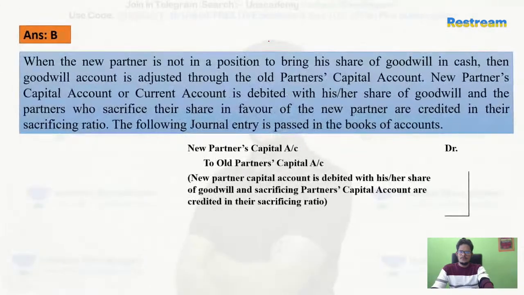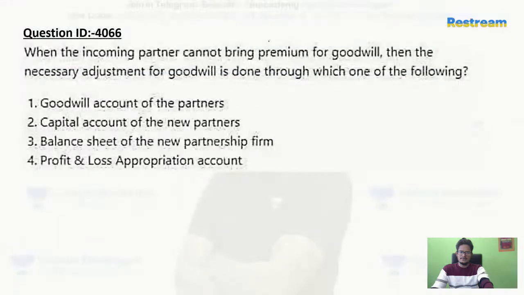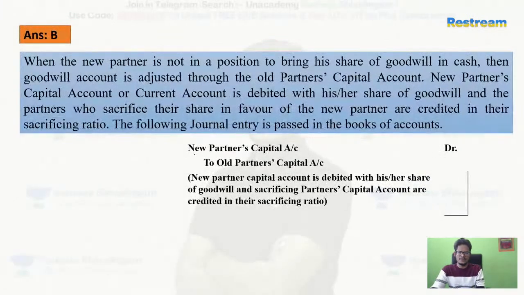See, answer is option B. Capital account of new partner. Because when he can't bring the premium for goodwill, then the necessary adjustment has to be done by the capital account of the new partner with the old partner. New partner's capital account is debited and old partner's capital account is credited. The new partner's capital account is debited with his or her share of goodwill, and the sacrificing partner's capital account is credited in the sacrificing ratio. Whatever goodwill is to be brought by the new partner will be shared in the sacrificing ratio by these partners.